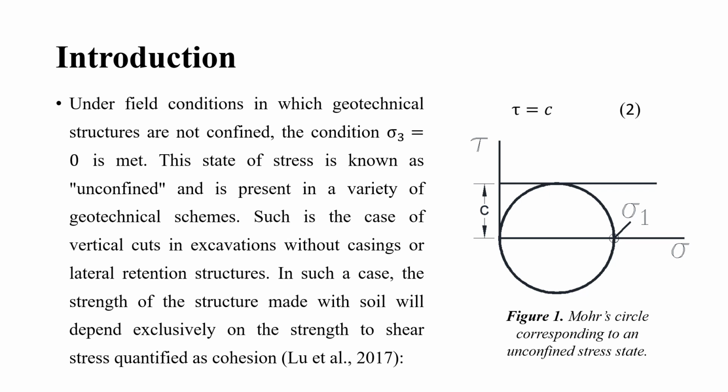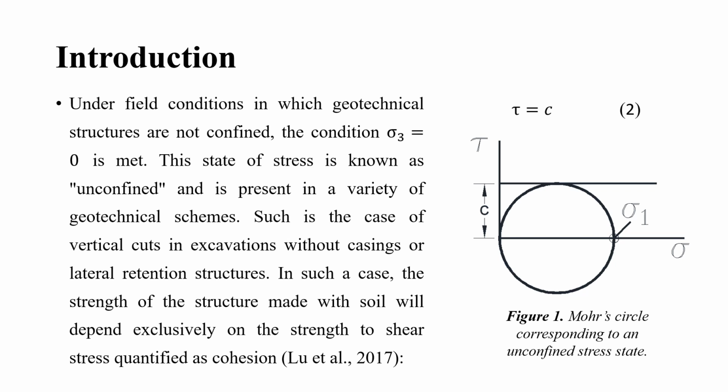Figure 1 is the Mohr circle that represents the conditions in which geotechnical structures are not confined. We see that this Mohr circle starts with the minor stress at the origin. That means that the soil is not being confined. We can see that the strength of this soil is constant, as it is represented by the straight line on the top of the circle.